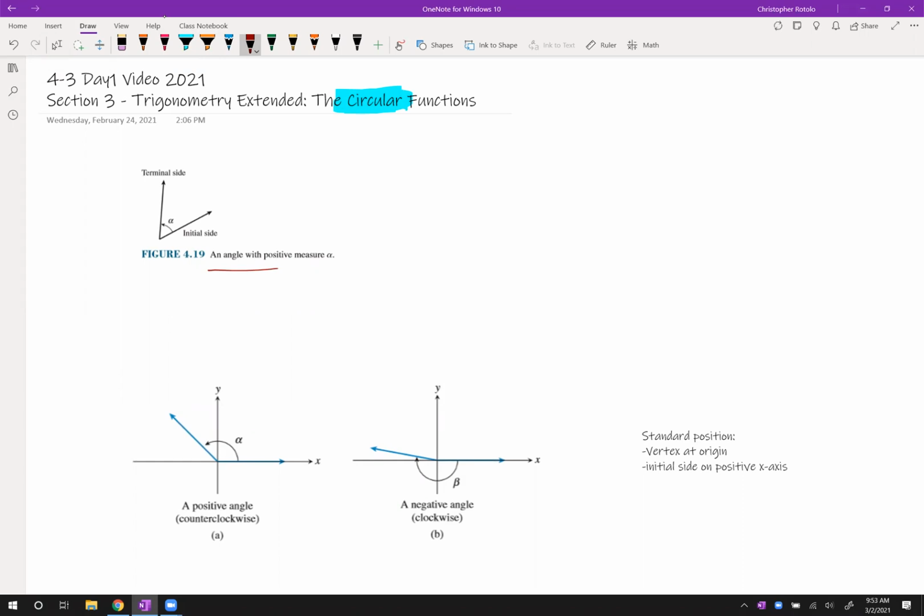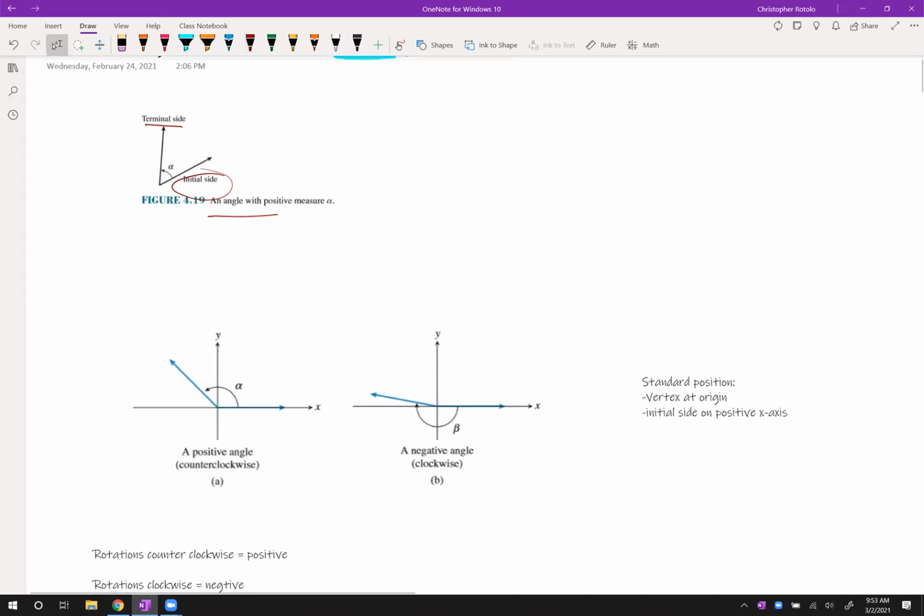All right, so in our angle measurements, we're always going to have an initial side and a terminal side, right? So if we start at one side, we go to the other one, just some vocabulary. And as we look at the x-axis, that is always going to be our initial side, and wherever we end up is going to be our terminal side. Okay, so wherever we end up.